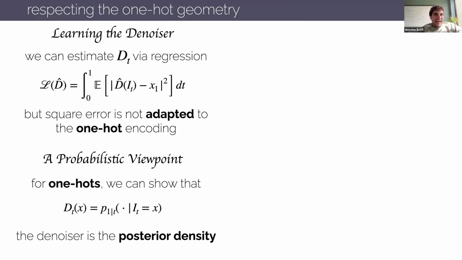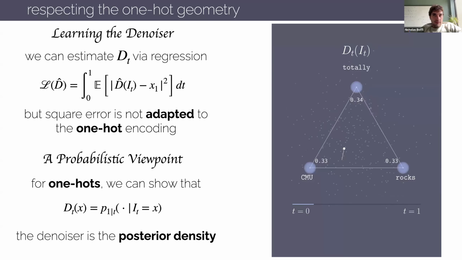It turns out that in this one-hot encoding setting, there's a very nice probabilistic viewpoint, which is that this denoiser is actually a probability distribution. In fact, it's the posterior density. Okay, so the denoiser at a given point x is not only the posterior mean of the data, it's the posterior density of the data. It's telling me what is the probability to end at a given token, given that my interpolant is at a given point in space.